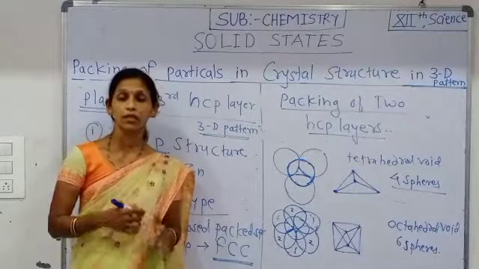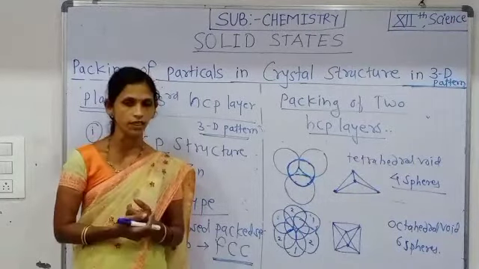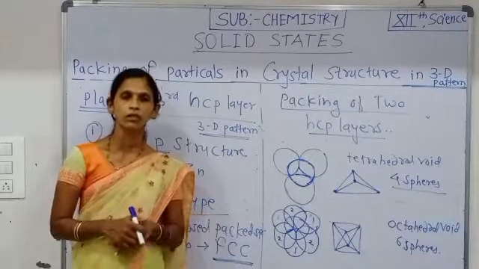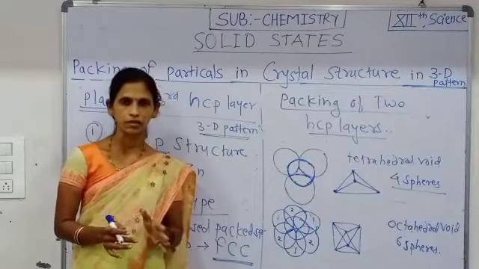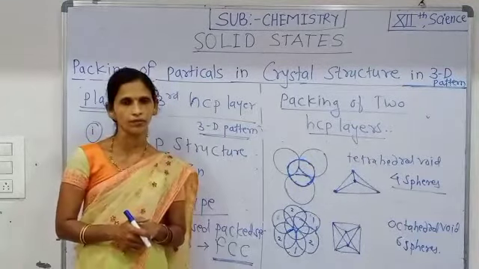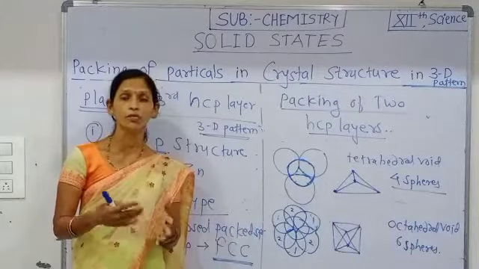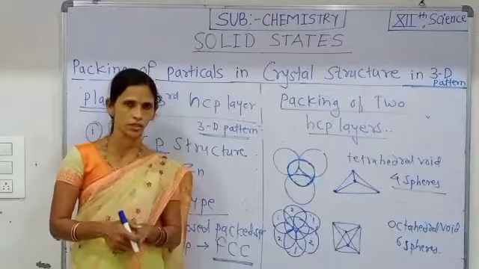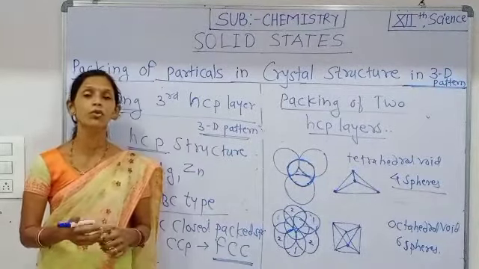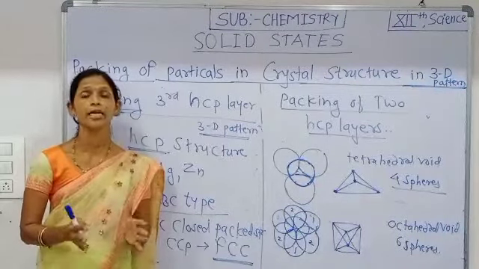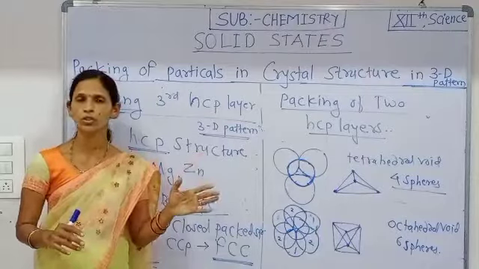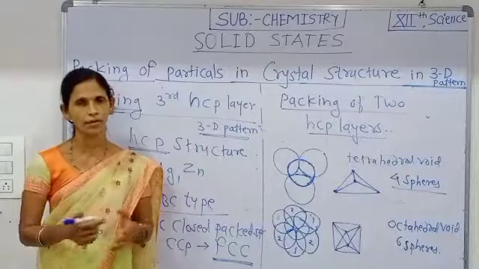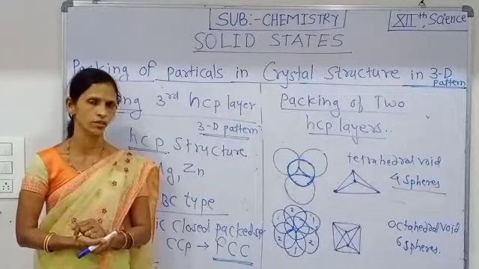That means here efficiency also increases and voids decrease, and that is about the arrangement of the spheres in three-dimensional pattern, which results in the formation of different types of unit cells in different crystal structures. Then we will discuss the density and packing efficiency of those different types of arrangement of the spheres in 3D pattern in the next lecture. Thank you.